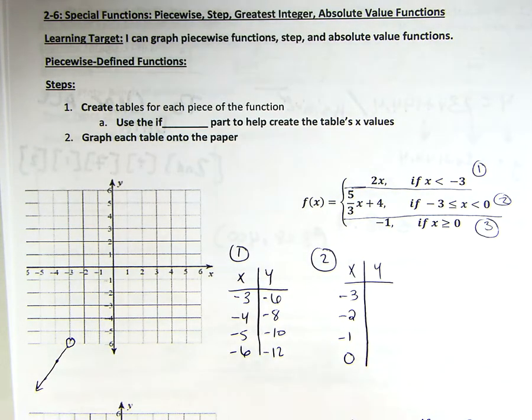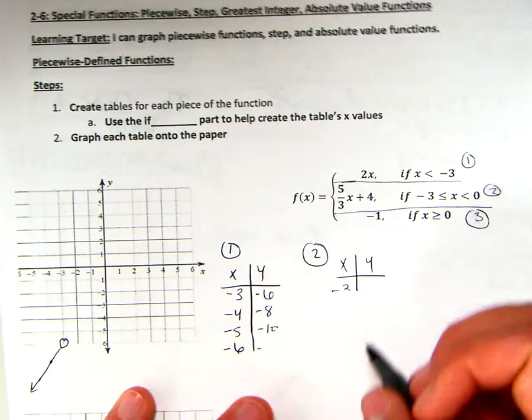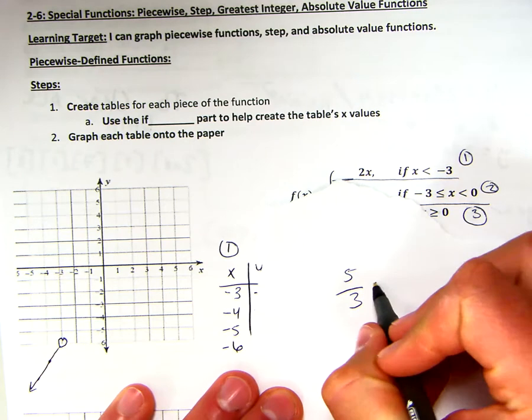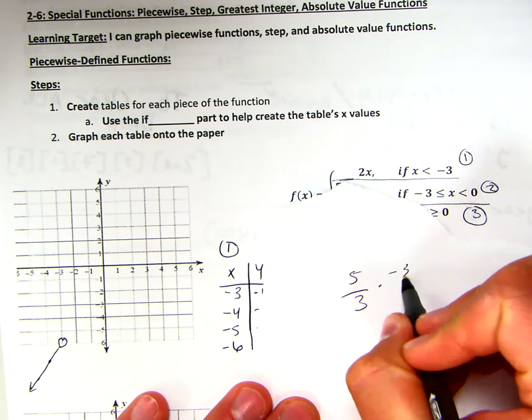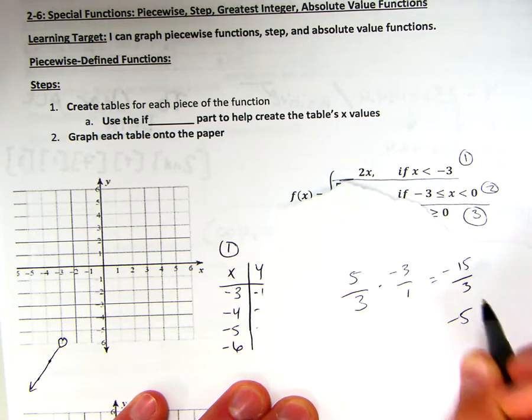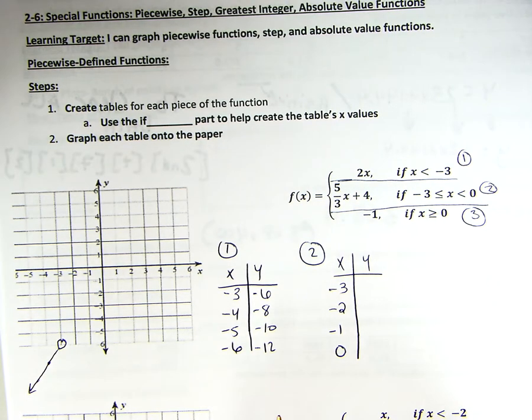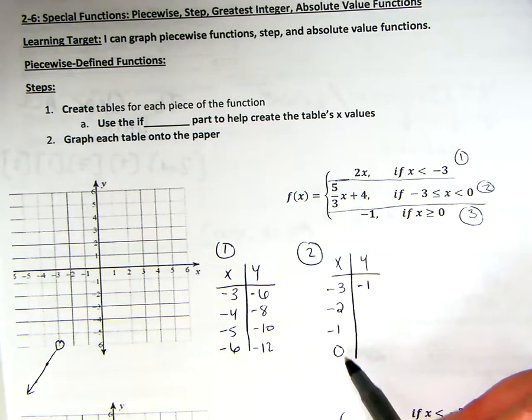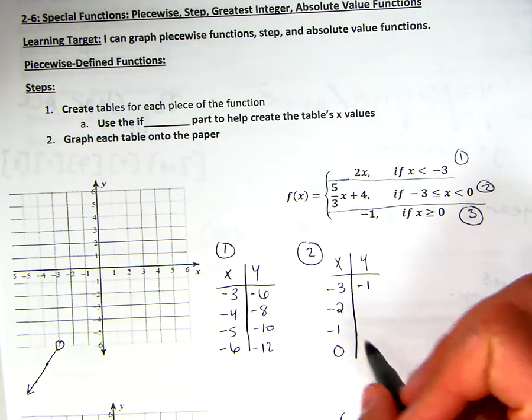I'll show you on a piece of paper real quick. 5/3 times -3 over 1 is -15 over 3, which is -5. So -5 plus 4 is -1. 0 works as well. We plug 0 into it, and we'll just get 4.